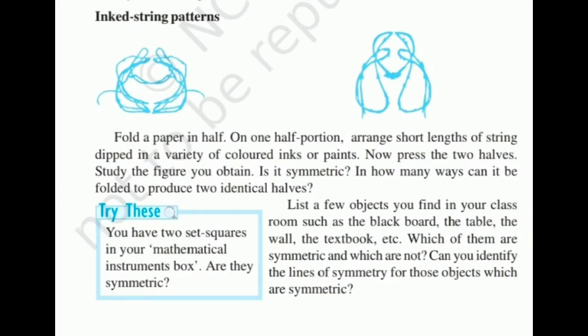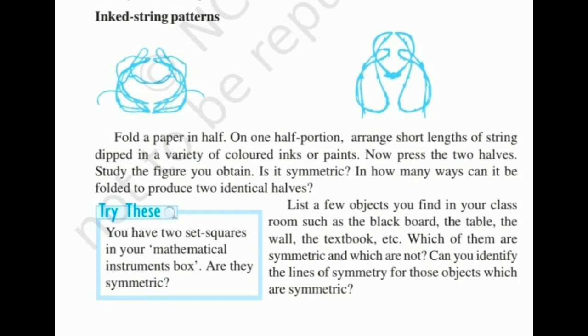Ink string patterns. Fold a paper in half. On one half portion, arrange short lengths of string dipped in a variety of colored ink or paints. Now press the two halves. Study the figure you obtain. Is it symmetric? In how many ways can it be folded to produce two identical halves?